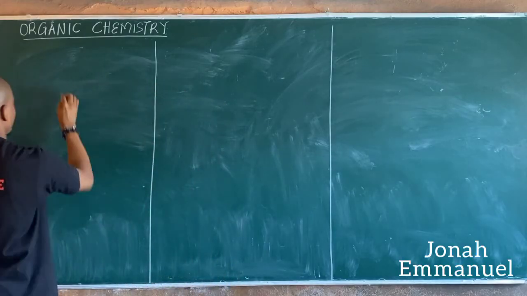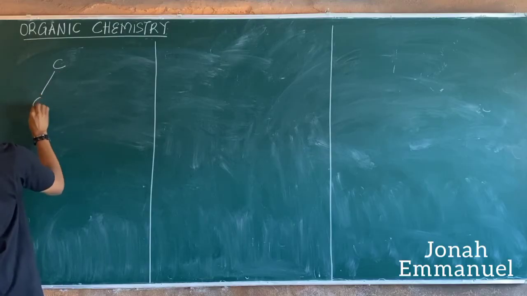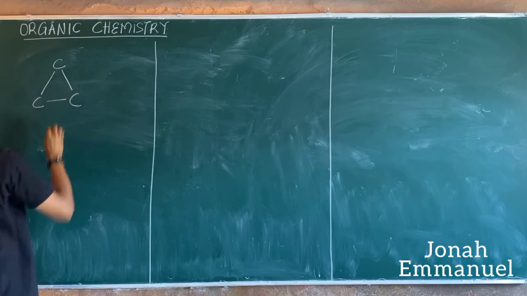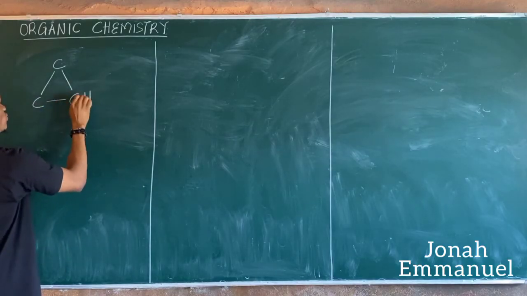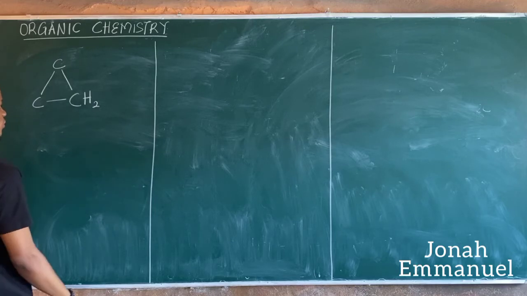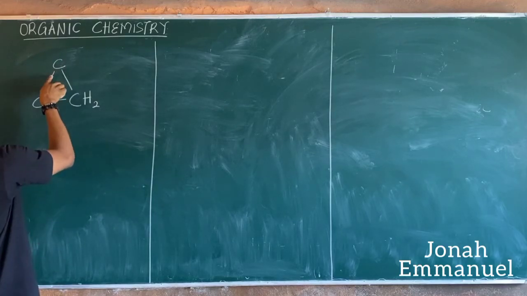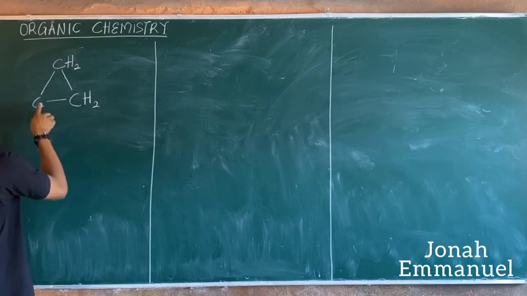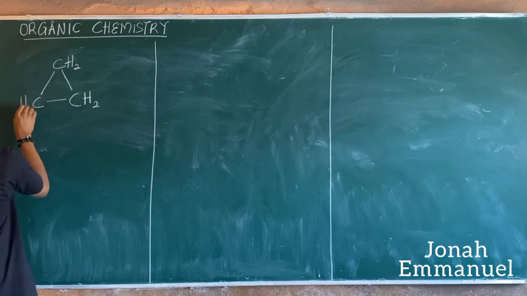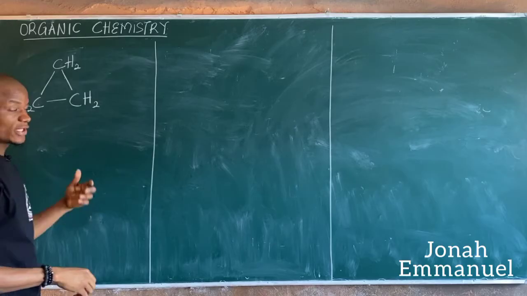So let's say I have this 1, 2, and 3. I have this one here. This carbon is having 1, 2 bonds. Add 2 hydrogen to make it 4 and balance. This carbon is having 1, 2 bonds. Add 2 hydrogen to make it 4. This carbon is having 1, 2. Add 2 hydrogen to make it 4.